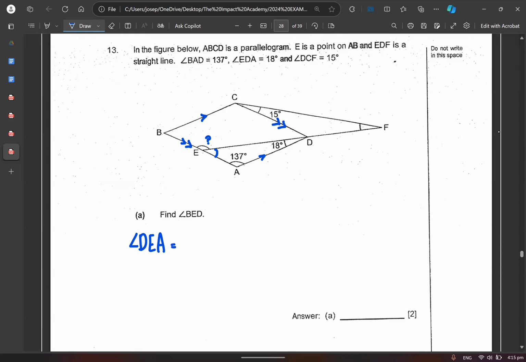Okay, something like that. Now, this is 180 degrees minus 137 degrees minus 18 degrees. So when you do 180 minus 137 minus 18, you get an answer of 25 degrees. Okay, so this part is 25 degrees. Am I making sense or not making sense?